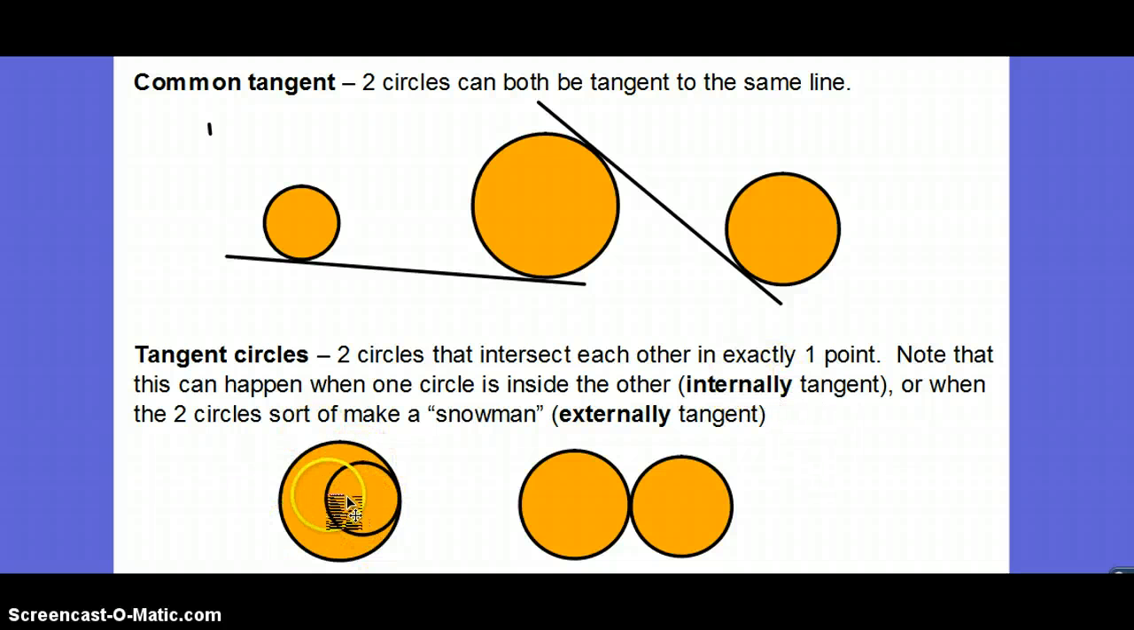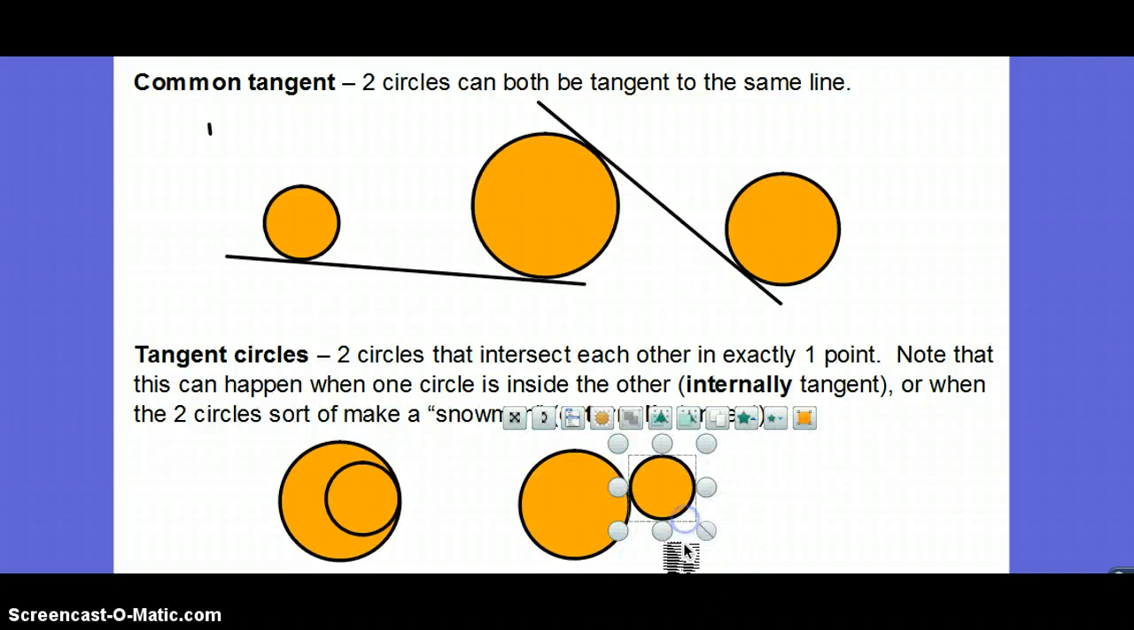That's called internally tangent circles. These are externally tangent circles, and they don't have to be the same size. They could be way different sizes. I call that the snowman when you have externally tangent circles.